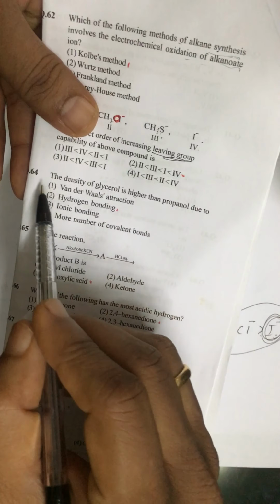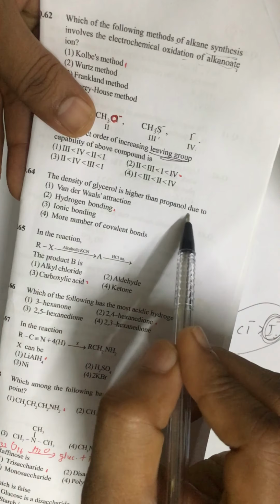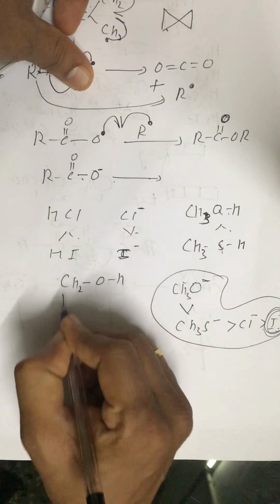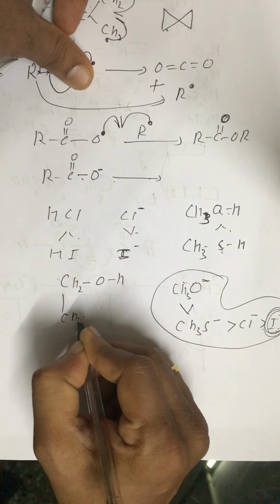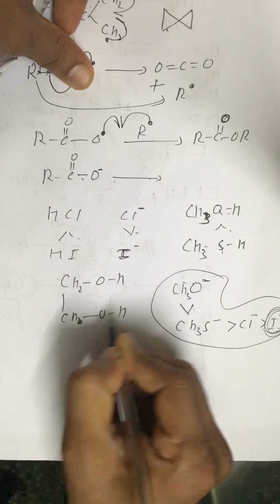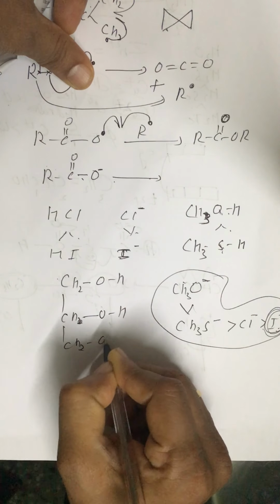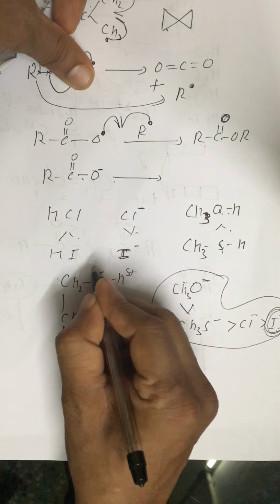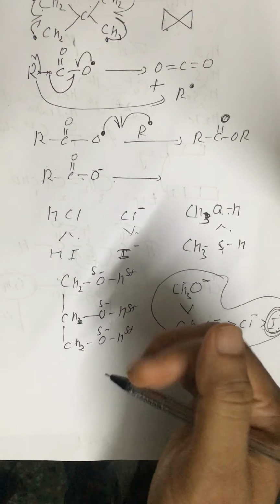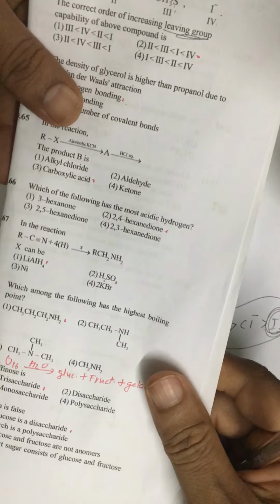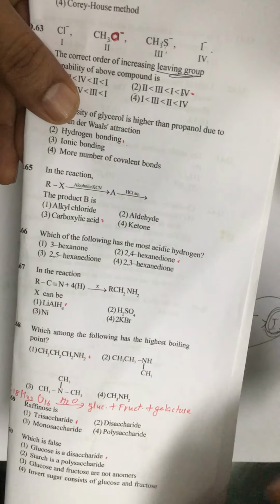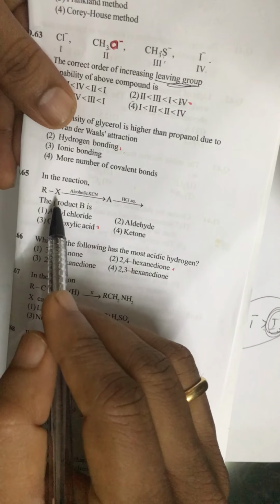Question number 64. The density of glycerol is higher than propanol because of hydrogen bonding, because in glycerol we have CH2OH groups. The greater the number of partial positive and partial negative charges, the greater is the possibility of formation of intermolecular hydrogen bonds. So in glycerol we have a greater number of OH groups, so obviously its density is also high.